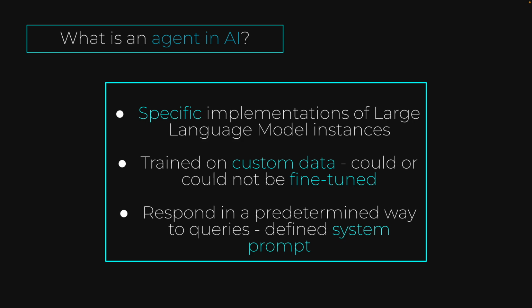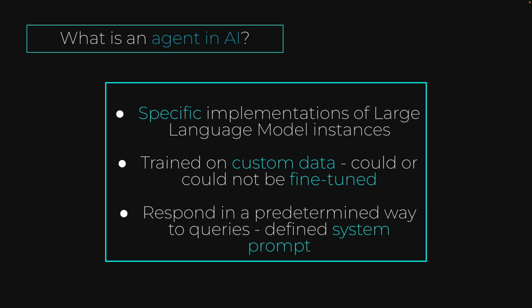So what is an agent in AI? An agent is a specific implementation of a large language model instance. So it has to be designed for particular tasks or contexts that it's going to be deployed in. It's trained on custom data, such that it either retrieves the data, as we're going to see in the next workshop, through RAG or through some other data augmentation technique. It retrieves the specific data it needs to achieve the task, or it is fine-tuned on some data. So the actual model parameters, the brain, quote-unquote, of the model is different for the task.